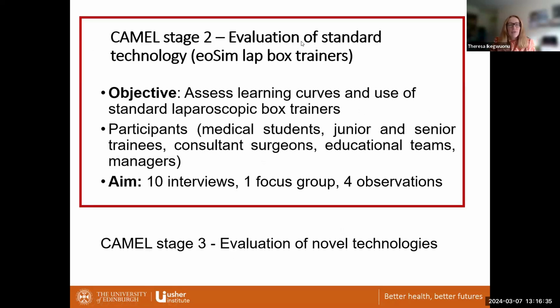And QUAL stage 2, which is an evaluation of the standard technology. The aim is to assess learning curves and the use of standard box trainers. And the participants are the same kind of group of people as in stage 1. And then here we are aiming to do 10 interviews, 1 focus group, and 4 observations. And the QUAL stage 3 evaluation of novel technologies, I'm not going to focus on it, like I said. I will focus on the immediate priorities for this year.